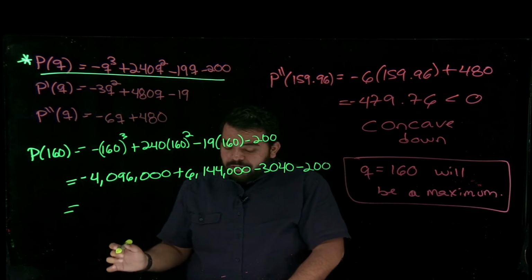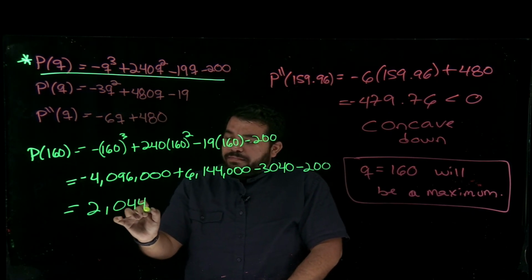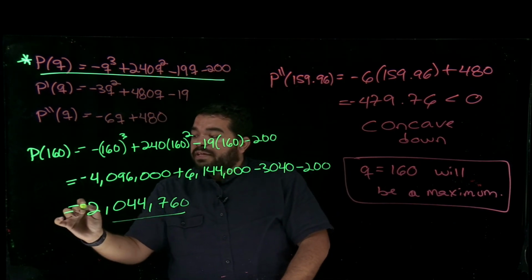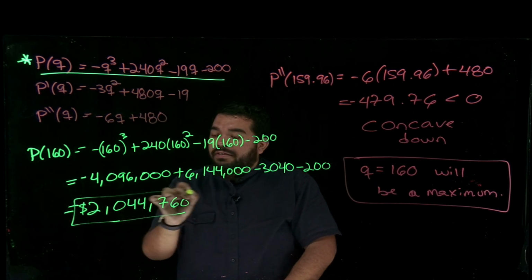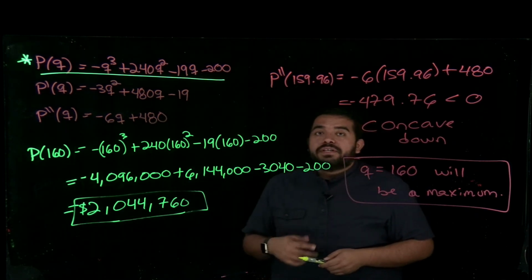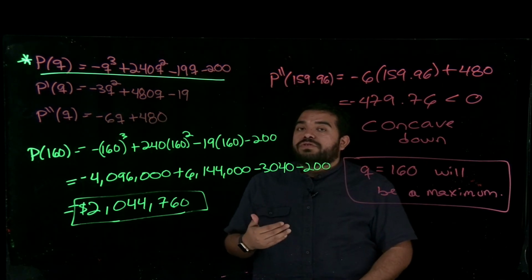Adding this all together gives me a solution of 2,044,760. And remember that this is profit, so I'll put a $ sign there. And this is what we will create profit with our maximum value, which is 160. And this will be the solution to part B.